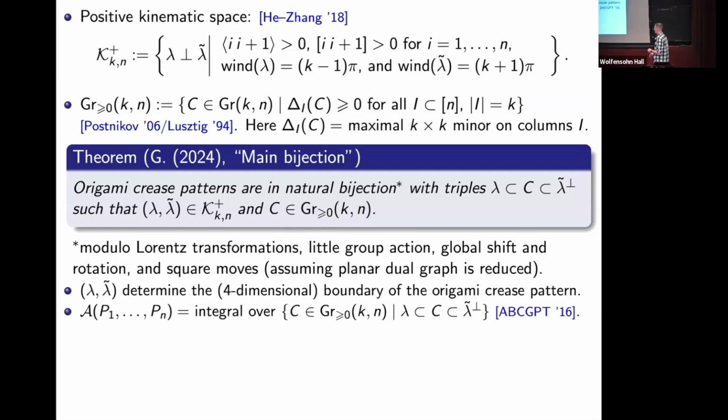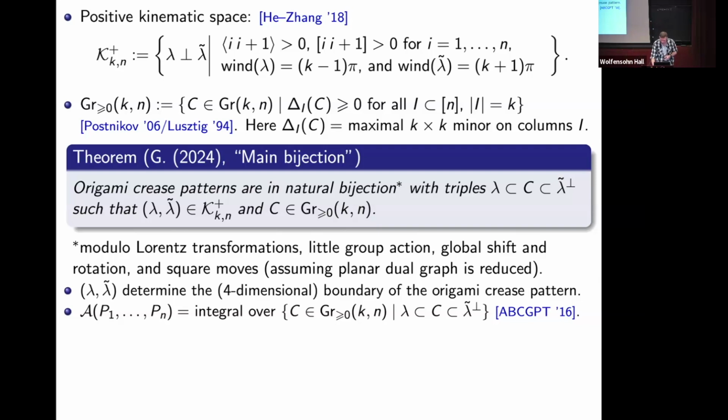And the amplitude is basically an integral. It's well known from this physics book that it's an integral, but it's a function of lambda, lambda tilde, the particle momenta. And it can be written as an integral over all totally non-negative C, which fit in between lambda and lambda tilde.